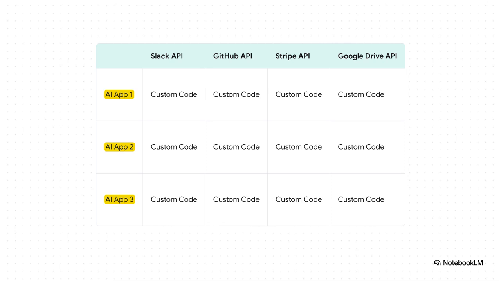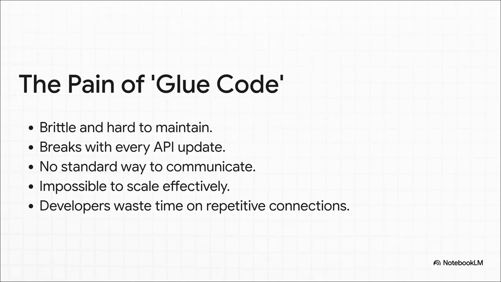Now you want to build a second AI app that does the same thing? You've got to start from scratch and build 3 more. It just explodes into this unmanageable web of code. The stuff that holds it all together, developers call it glue code. And it is a massive pain.